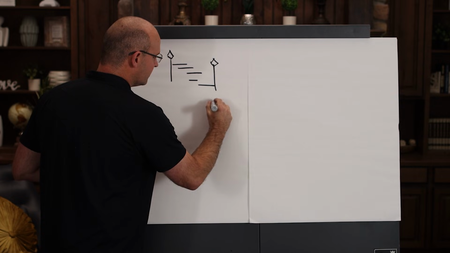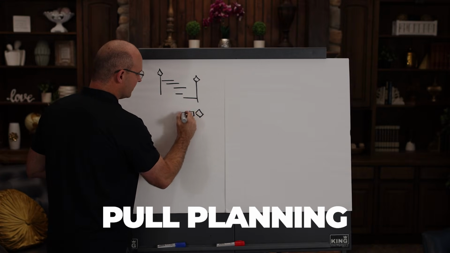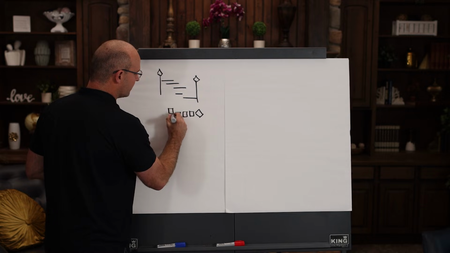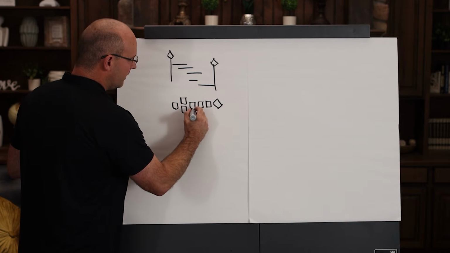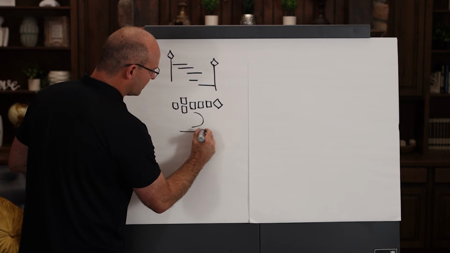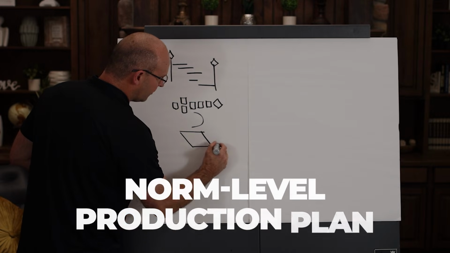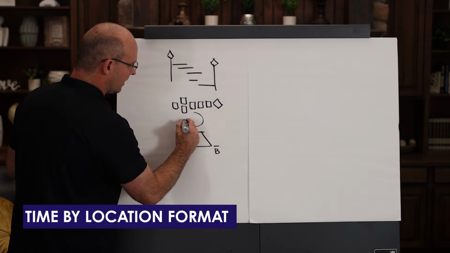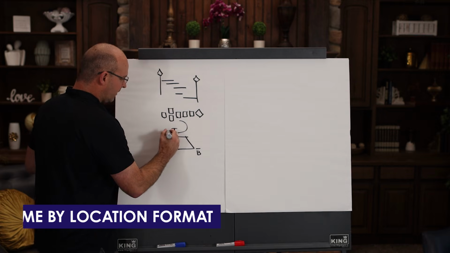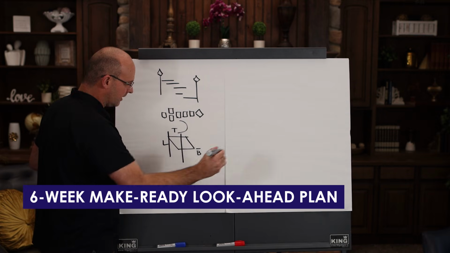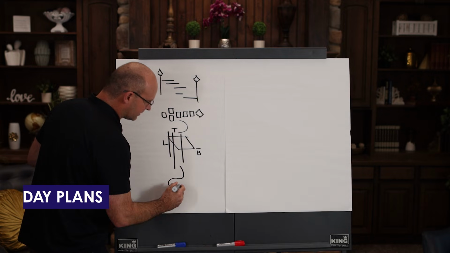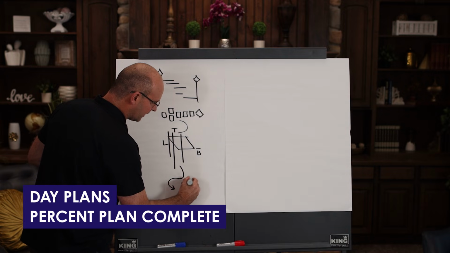Then you want to go into and do the pull planning to a milestone, either forward or back to forward, either way. And then that pull plan comes down and becomes, and I'm going to draw a parallelogram, a norm level production plan with buffers, and this is in a time by location format. Then we're able to filter out the 6 weeks out ahead and the weekly work plan out ahead, and then go ahead and create our day plans and our percent plan complete.